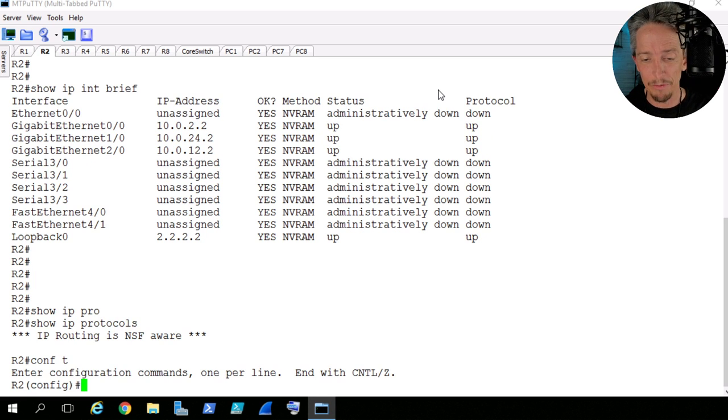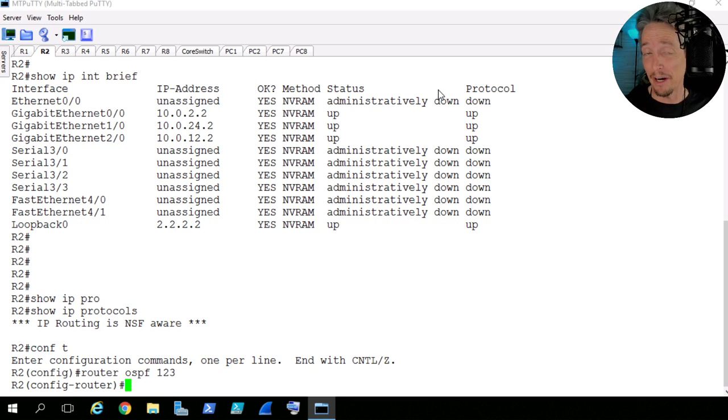So configuration mode, router OSPF, process ID 123ABC. Doesn't matter. OSPF process ID is just local to the router. You don't have to have the same process ID across your network. Most people will or have some logic in it, but it doesn't have to be.